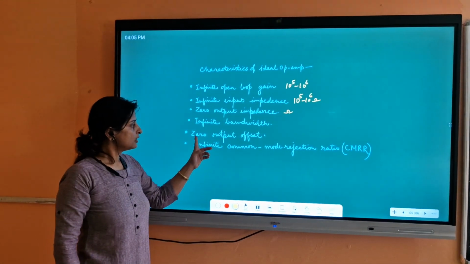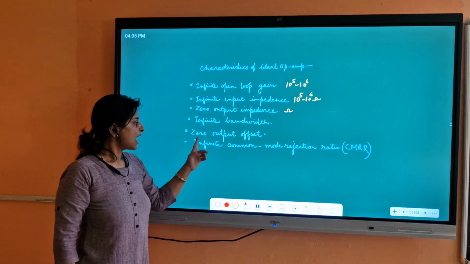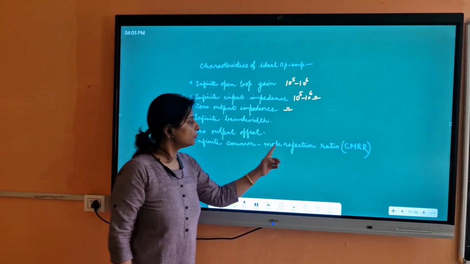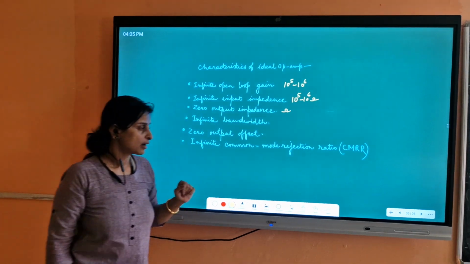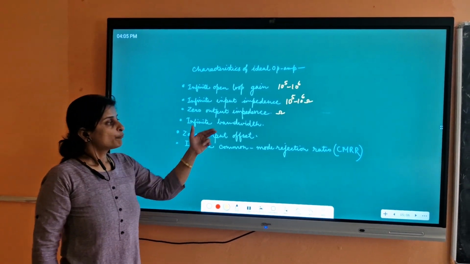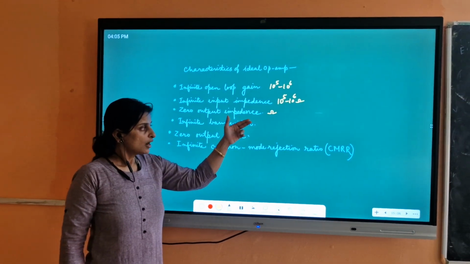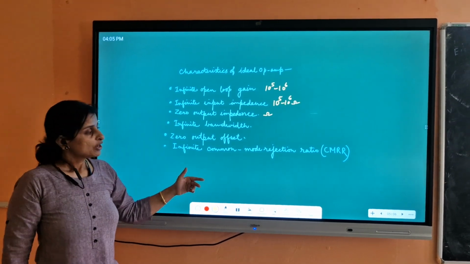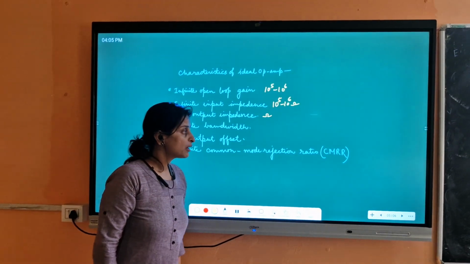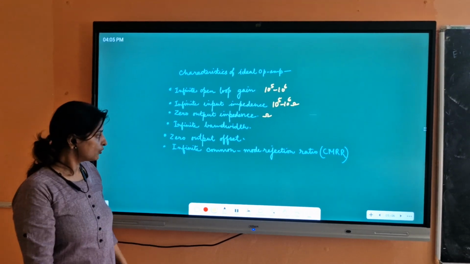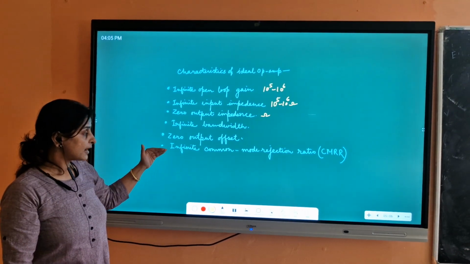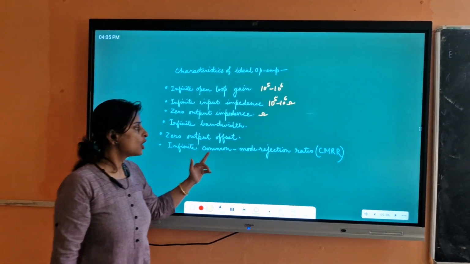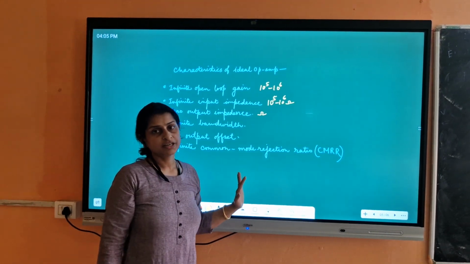Infinite bandwidth, zero output offset, and infinite common mode rejection ratio, CMRR. This is the ratio of differential mode gain to common mode gain. We will discuss this CMRR in detail in the upcoming videos. So as per the characteristics of an ideal op-amp, we have infinite CMRR, or common mode rejection ratio.